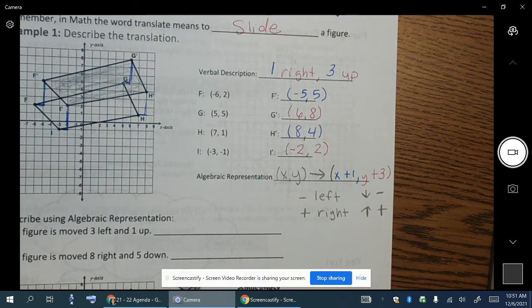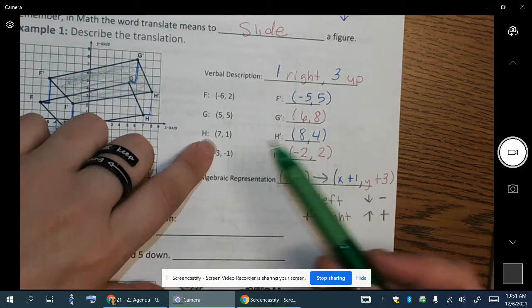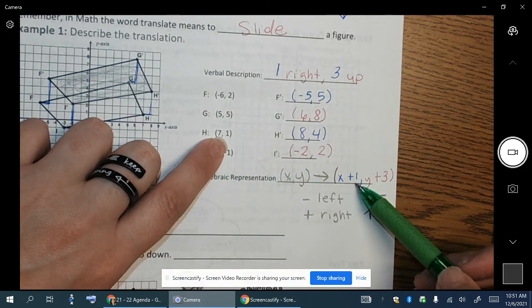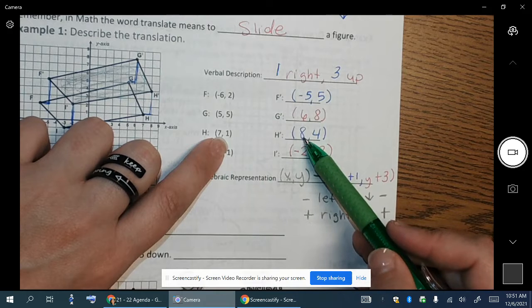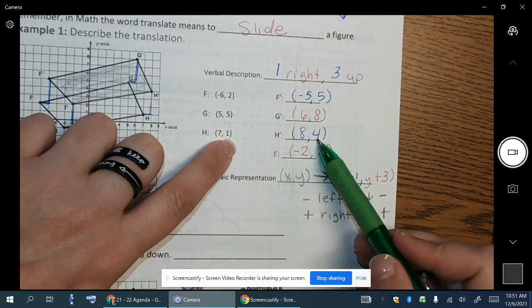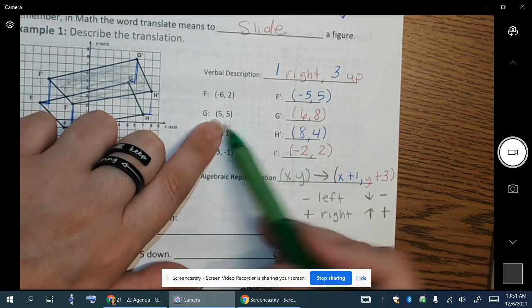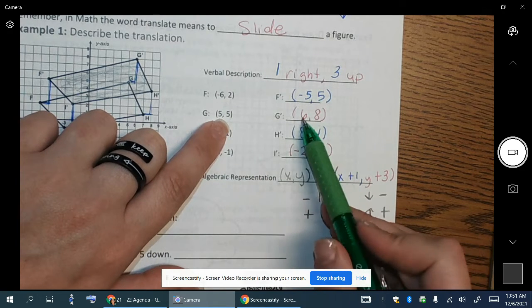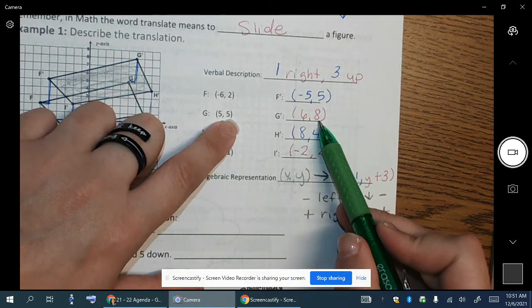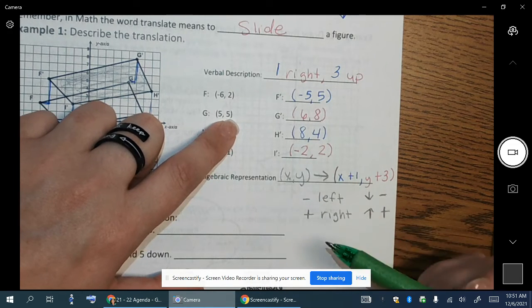If I were to look at all these numbers, let's just take h. Okay, we set x plus 1. My x is 7. What's 7 plus 1? 8. Okay, my y is plus 3. What's 1 plus 3? 4. If I was to do the 5, 5 plus 1 is 6. Y, so 5 plus 3 is 8. So does everybody see how it works?